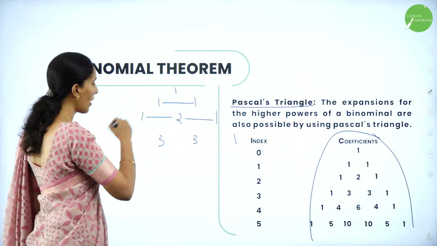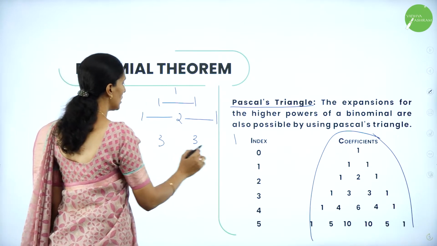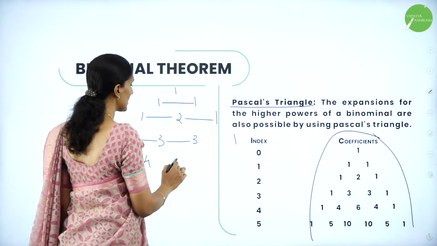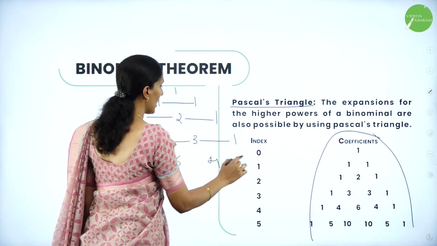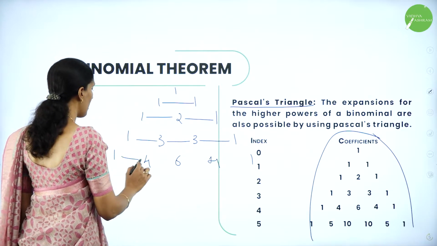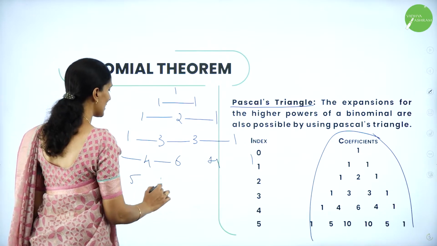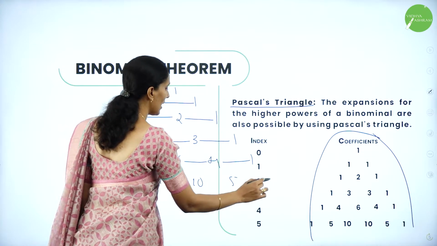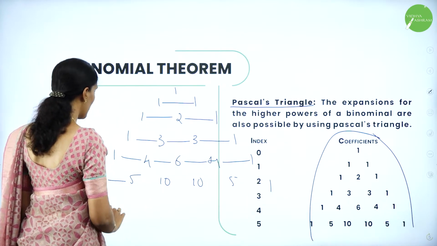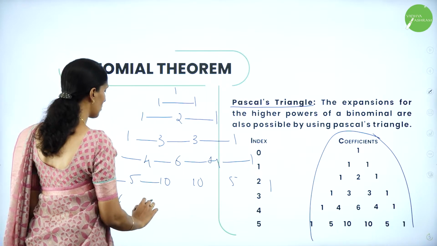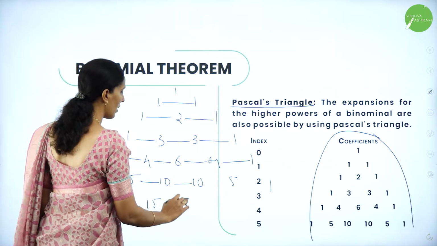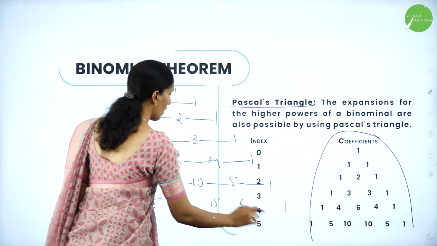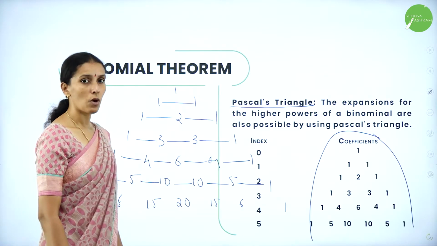Like this, you should go on writing 1, 1 before the coefficients here. Then add 1 plus 3, 4, 3 plus 3, 6, 3 plus 1, 4. Again 1, 1. 1 plus 4, 5, 4 plus 6, 10, 6 plus 4, 10, 4 plus 1, 5. Again 1, 1. 1 plus 5, 6. Here it is 15. Here it is 20. Here it is 15. Here it is 6. Again 1 and 1. So this is what Pascal triangle is.